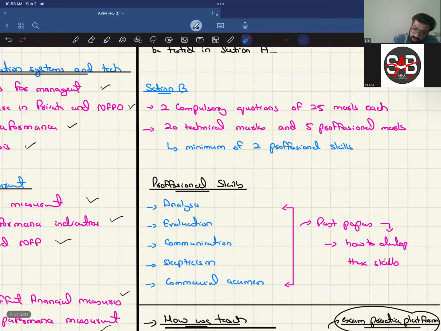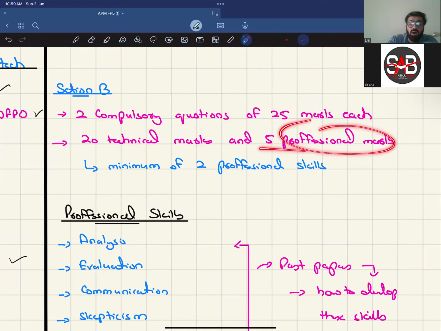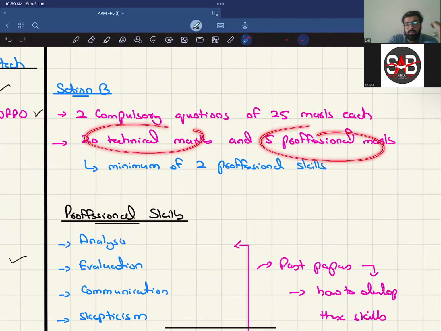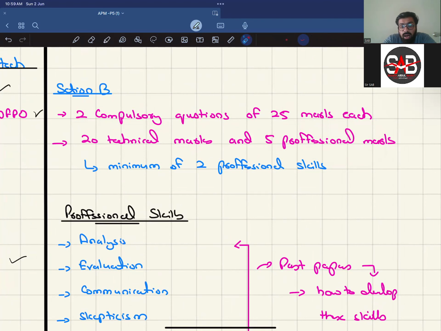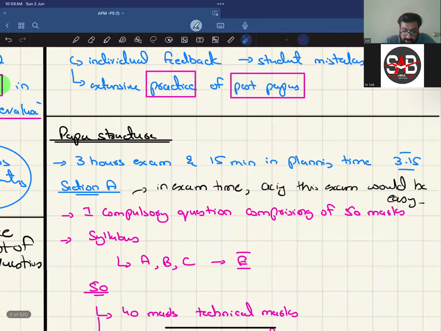Then Section B has 2 compulsory questions of 25 marks each. The 25 marks break up into 20 technical marks and 5 professional marks. Again, a minimum of 2 professional skills will be tested here, and the 2 could be any of the professional skills. So that's the paper structure.